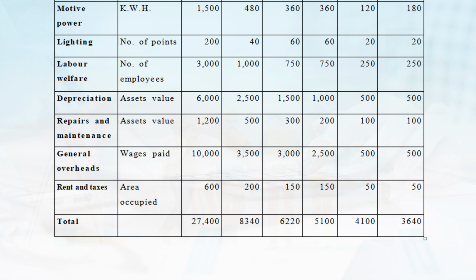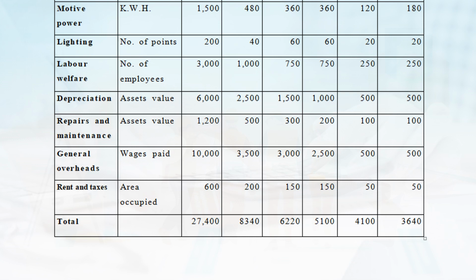General overheads is to be allocated based on wages paid. Total general overheads given are rupees 10,000. For production department A, allocation comes to rupees 3,500. For department B, allocation comes to rupees 3,000, and for department C, it comes to rupees 2,500, and it is rupees 500 each for service department X and Y.